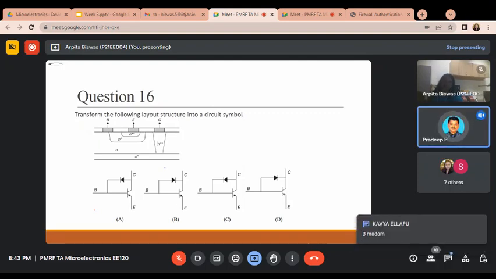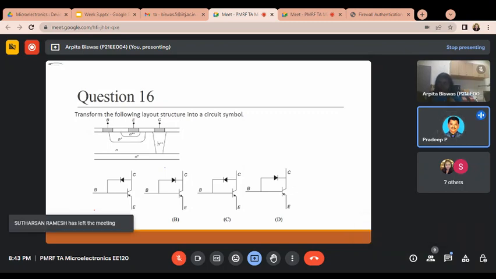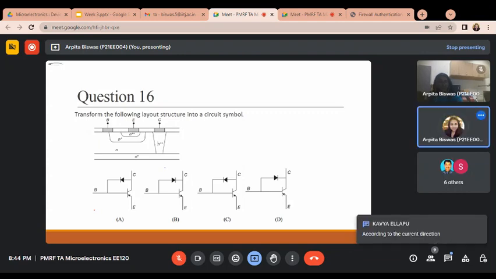Yes, madam. I am checking for the emitter at which point, the collector at which point, and the base at which point. After that, there is a junction between the base and collector region. What is the junction? I am checking. So far, with respect to that, I am telling option B, madam. Yes, the right option is option B.